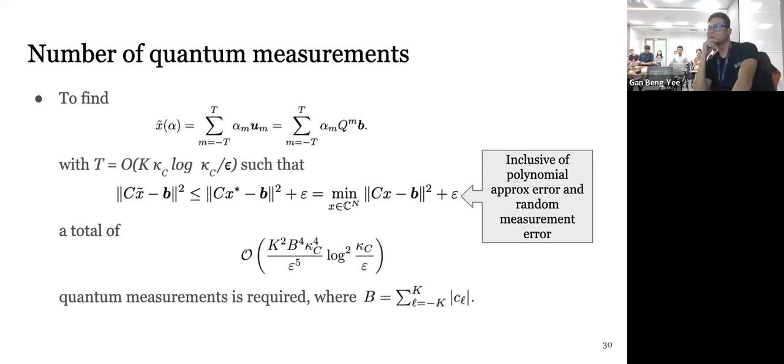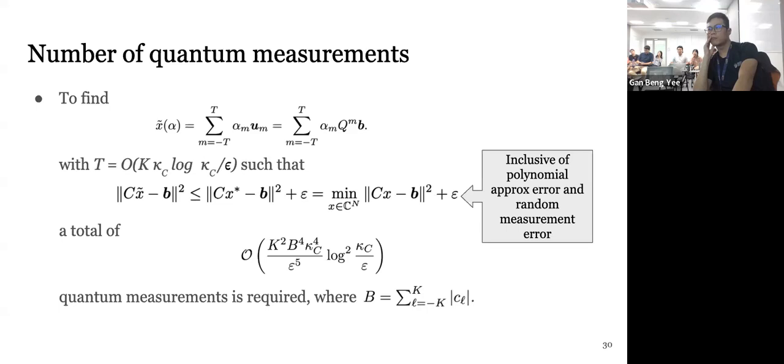Suppose that when we plug this answer into our linear system, Cx minus b, taking the two-norm, we want an approximation that is close to the minimal answer plus some additive error epsilon. So this is the task we want to achieve. How many measurements do we need to find an x that is close enough?